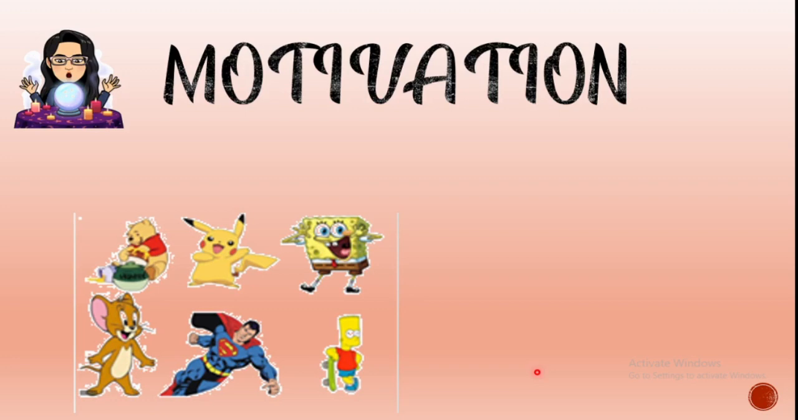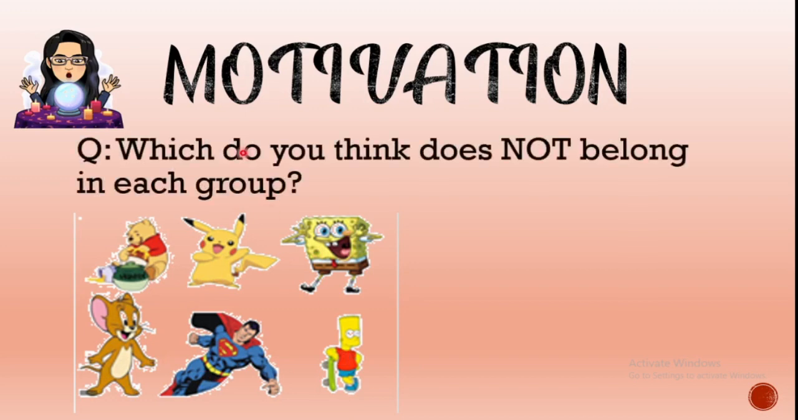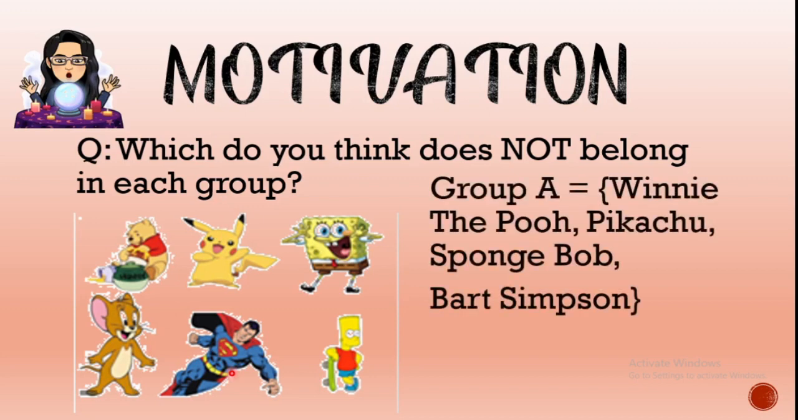So let's begin. So, tignan muna natin ang mga picture na nandito sa ating harapan. Okay? So, we have here Winnie the Pooh, Pikachu, SpongeBob SquarePants, Jerry the Mouse, Superman, and Bart Simpson. The question is, which do you think does not belong in each group? Okay. Kung ang sagot mo ay si Jerry the Mouse and si Superman, you are correct. Kasi po, ang grupong magkakasama ay si Winnie the Pooh, Pikachu, SpongeBob, at Bart Simpson.